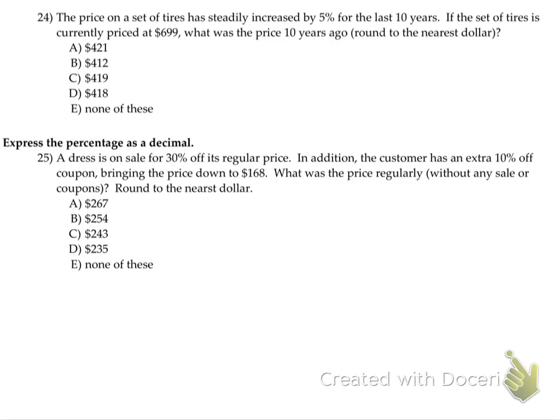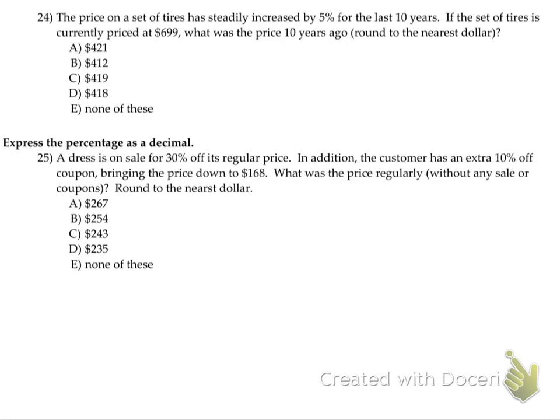So it was some lower price 10 years ago. It went up by 5%, up by 5%, up by 5%, 10 years in a row. And now it's arrived at $6.99. So what was the price way back when? So this one's a little tricky. I want to make sure you guys are getting how this works. This is like inflation or something. So how do you backtrack inflation?